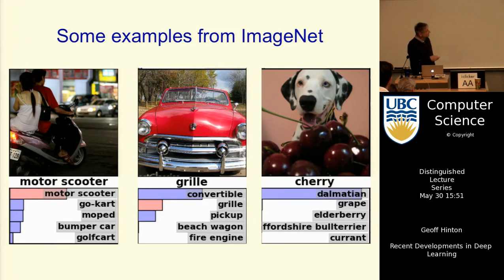If you look at the last one, the stupid network says Dalmatian, when obviously the answer is cherry. The network does have a few other bets, like Staffordshire Bull Terrier, or grape, or elderberry, or currant. And if you think red currant, those look quite like red currants. But that's an example of the network getting something wrong. A judiciously chosen example of it getting something wrong.